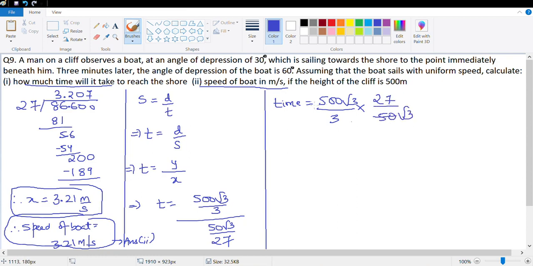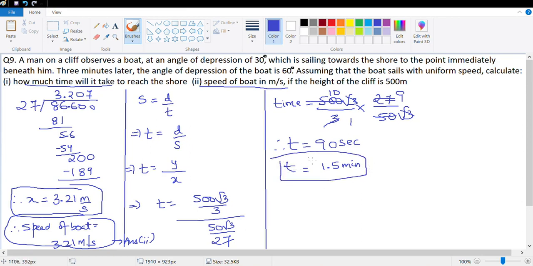So that's 5, 1 and 5, 10. That's root 3 and root 3 gets cancelled. There is 3, 1 and 3, 9. Therefore, time is equal to 90 second is equal to 1.5 minute. So let's write the final answer in the form of a statement. Therefore, time taken to reach the shore is equal to 90 second or 1.5 minute.